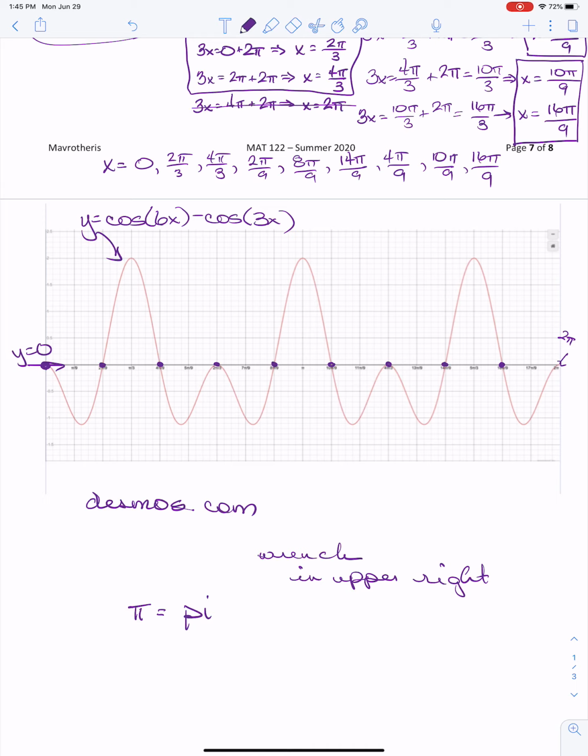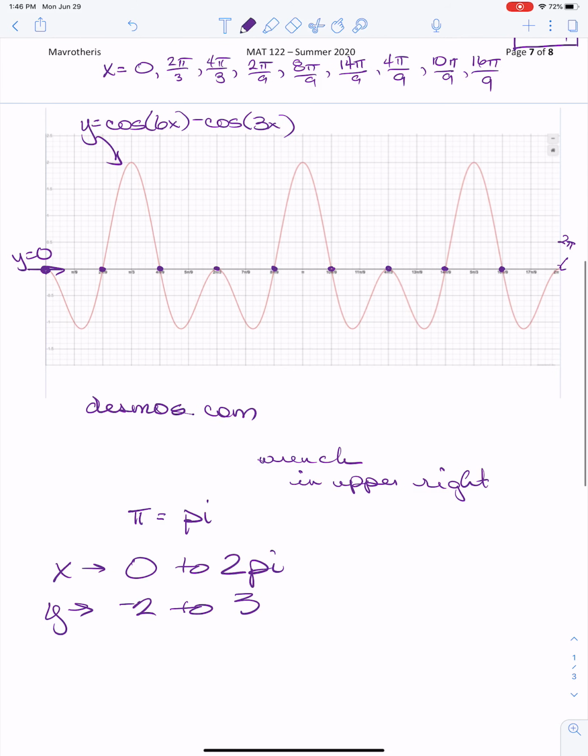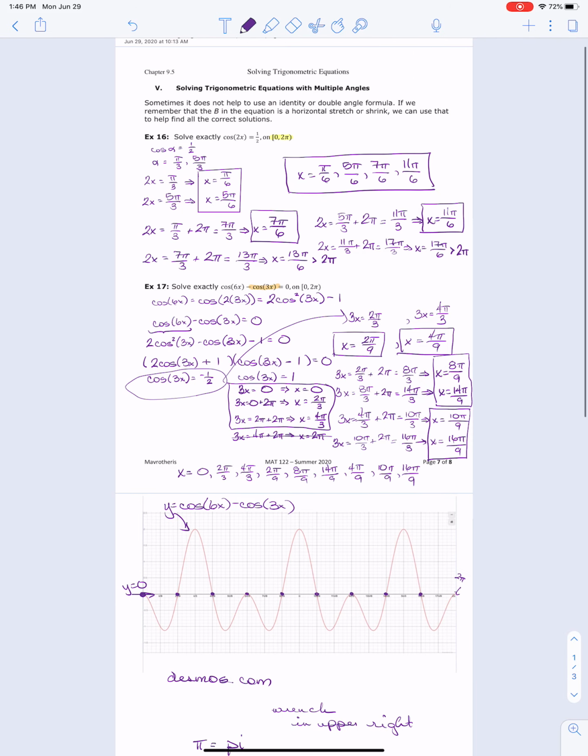So here for my x, I went 0 to 2 pi because that's the interval that I'm interested in. My y, I went from -2 to 3. And then my step along the x, I had it listed as pi divided by 9. So it was hitting all of those values that I wanted it to hit. And that's page 7.